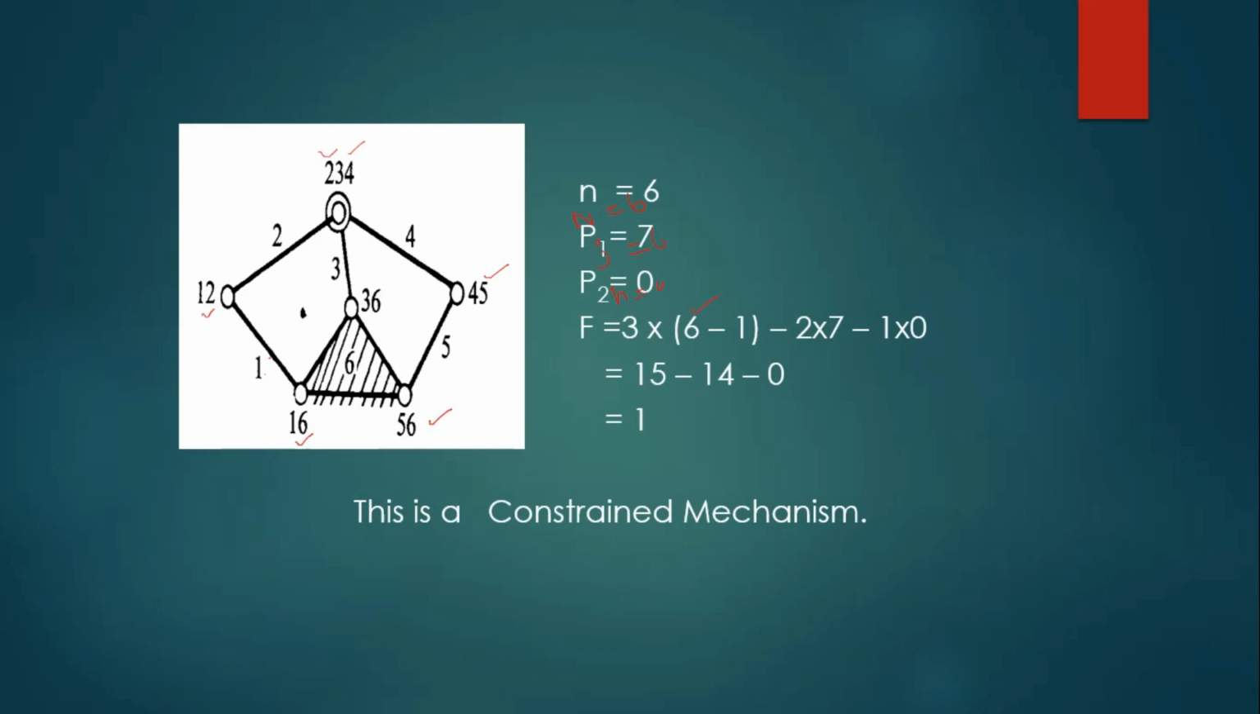Totally 6 links are there. And how many lower pairs? 7 lower pairs are there, right? See, here one more, we forgot to add this. See, 1, 2, 3, 4, 5, 6 and 7. So 7 lower pairs are there, right? And there is no higher pair, so this becomes 0, and totally the degree of freedom is equal to 1, which means it's a constrained motion.